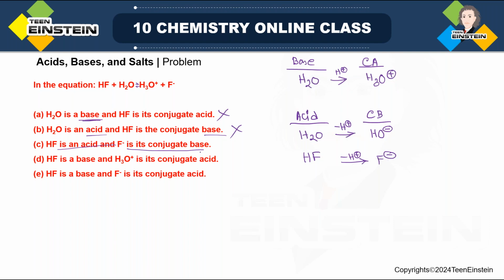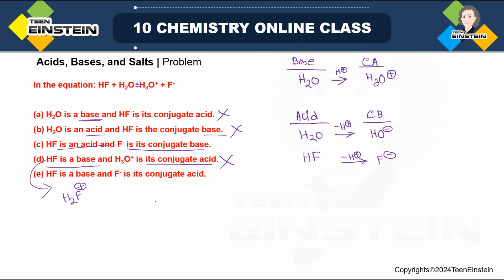Why are the other options not correct? Let us have a look. HF is base. If HF is acting as a base, then H3O plus cannot be its conjugate acid. If HF is base, that means it should capture one more proton and be converted to a species something like H2F plus, just like the hydronium ion. But that is not mentioned in the question, so this cannot be true.